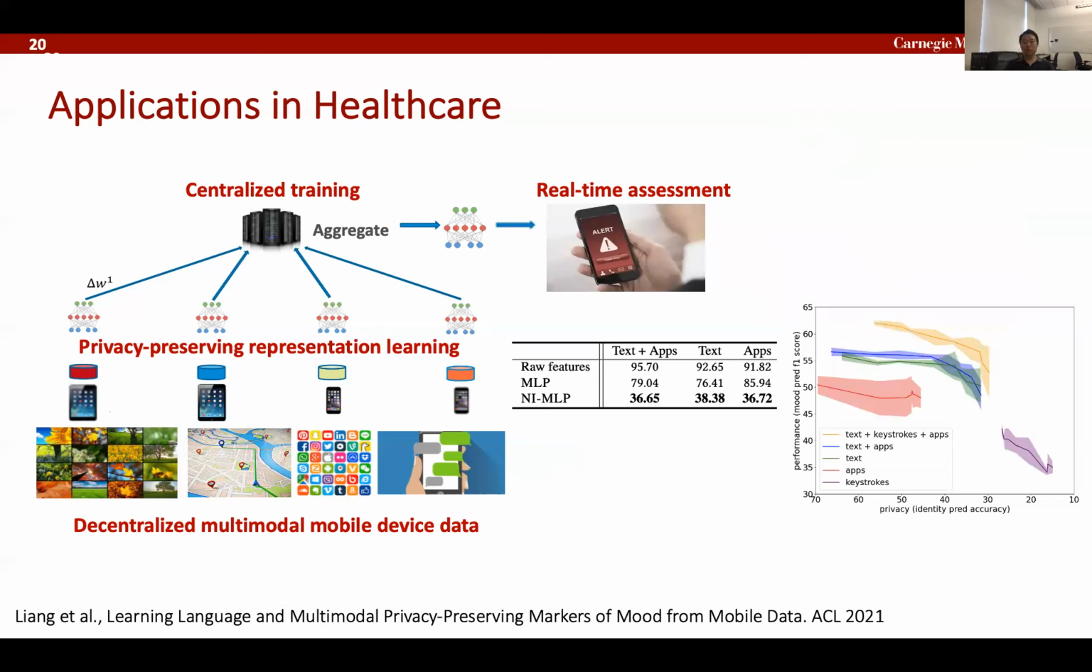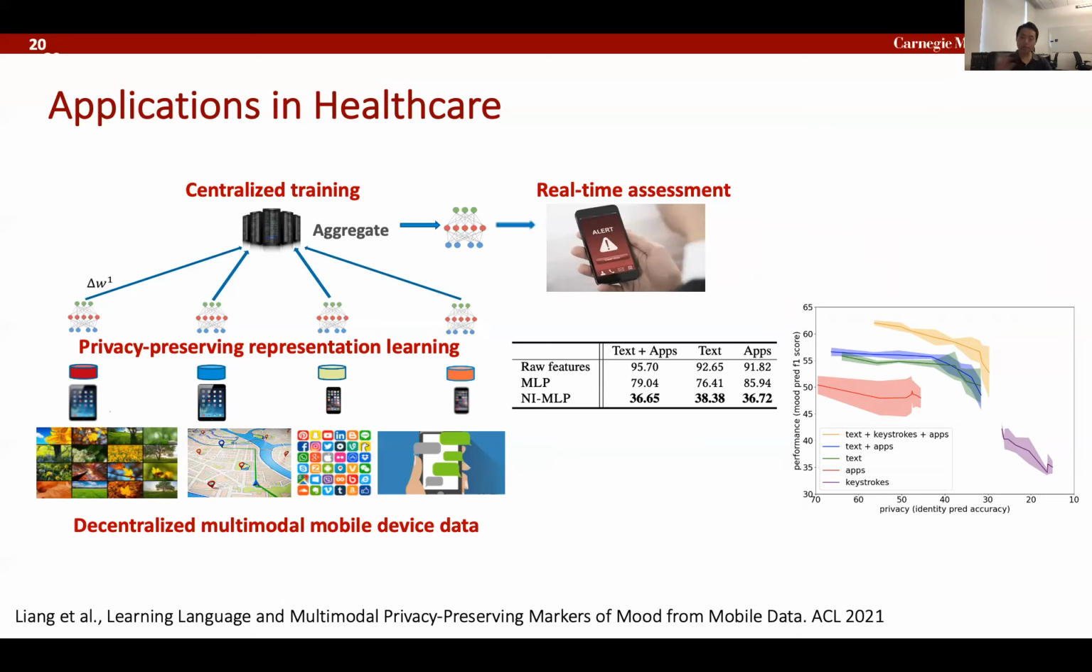However, these models often capture private user identities in their intermediate representations when predicting mood. So over here, you see that using raw features, you can actually predict the user identity with more than 90% accuracy. And if you use a model that was just trained using supervised learning to predict mood, you can still predict user identity with more than 80% accuracy. On the other hand, the model we proposed that was privacy preserving is only able to predict user identity with about 40% accuracy.